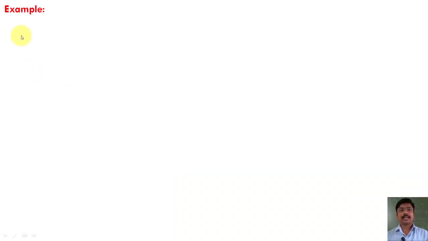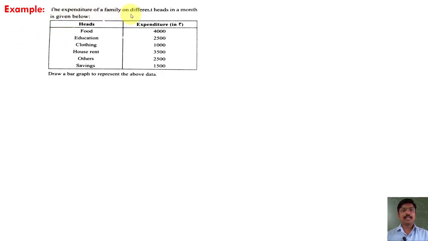Consider one example. The expenditure of a family on different heads in a month is given below. In the first column, heads: food, education, clothing, house rent, others, saving. In the second column, expenditure in rupees: 4,000, 2,500, 1,000, 3,500, 2,500, 1,500, corresponding to food, education and so on. We have to draw a bar graph to represent the above data.